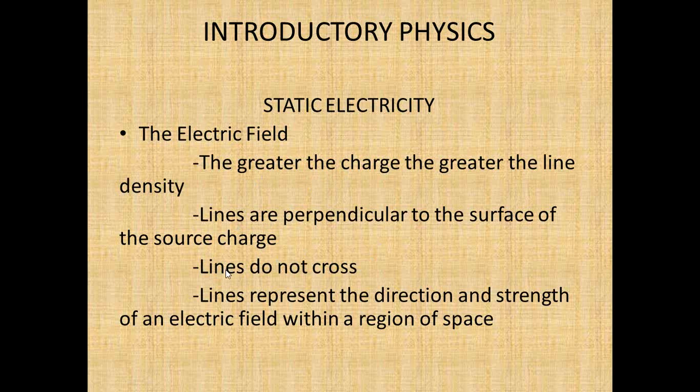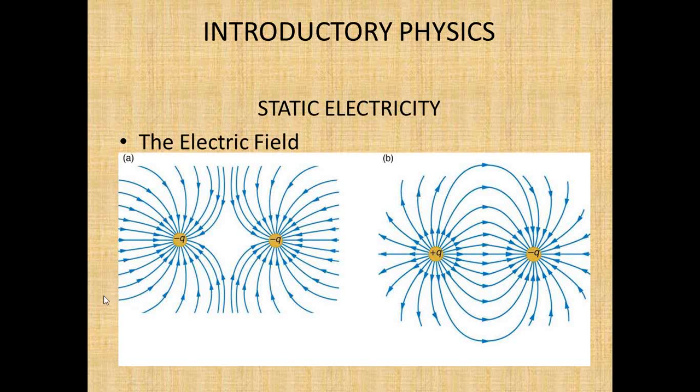Lines usually do not cross each other. They're going to be parallel. They're not going to cross each other. And the lines represent the direction and the strength of the electric field within a region of space. And this is what we mean. All right, so this is simple. Don't think in terms of being negative.